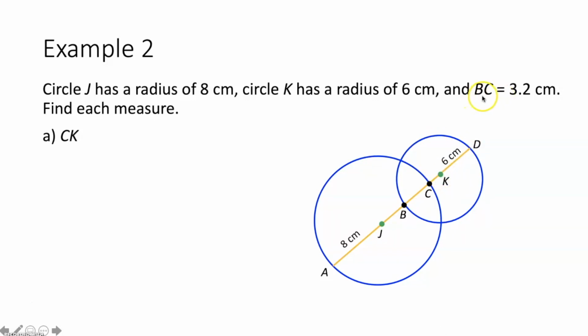Lastly, we know the measure of segment BC is 3.2 centimeters, so the measure of segment BC right here must be 3.2 centimeters. Now we can get to answering our question. What is the measure of segment CK? So segment CK is right here.